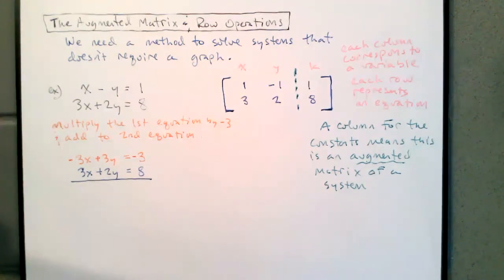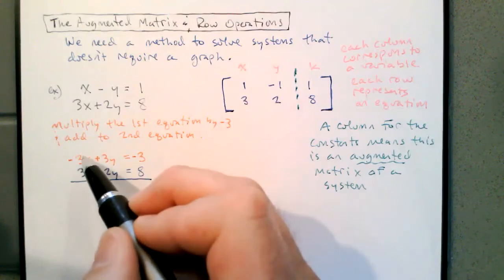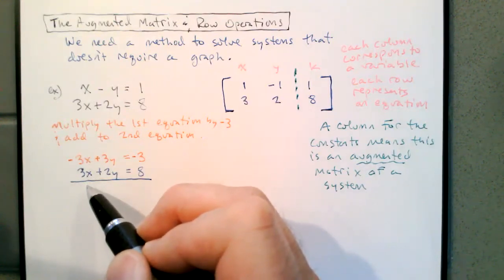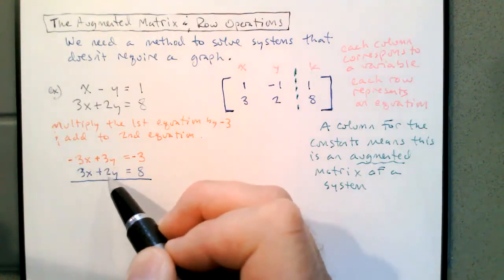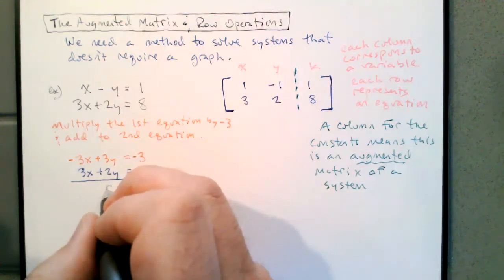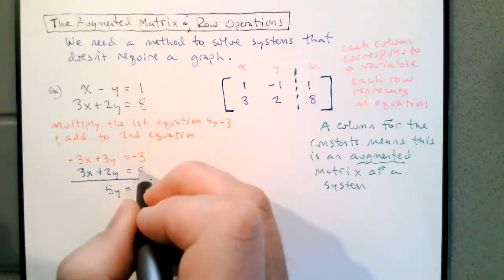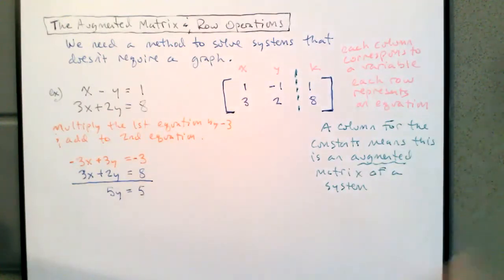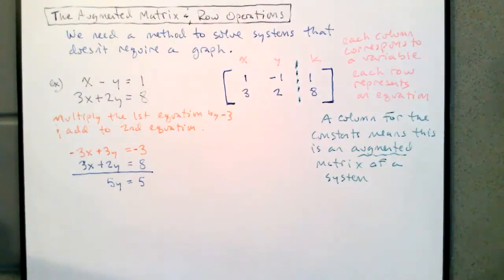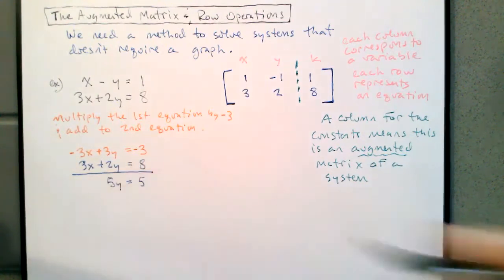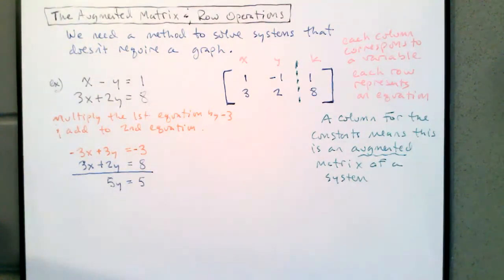So the reason I multiplied by -3 once I fixed it is that -3x plus 3x is 0x. 3y plus 2y is 5y. -3 plus 8 is 5. I can do this and not change the solution set. Now I have an equation that will tell me what y is equal to. Now if I multiply by 1/5, I can find out that y is equal to 1.